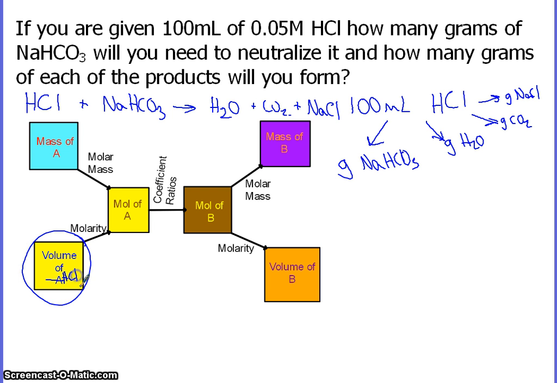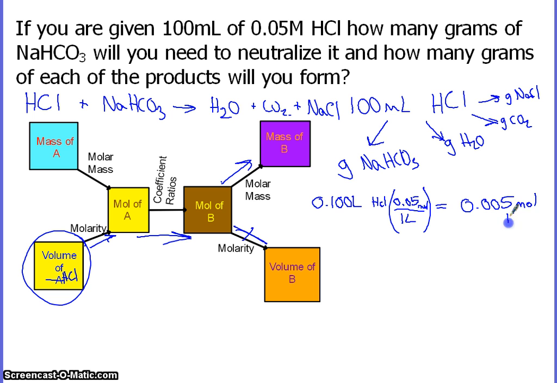Okay, so in all the cases, we're starting with the volume of A, and A is HCl. We want to go to molarity, use molarity to go to moles of A. Once we have moles of A, go to moles of B. Actually, sorry, we don't want to do this. We want to go, in each case, to mass. Okay, so starting off with the volume, I have 100 milliliters, which is the same thing as 0.100 liters of HCl. If I want to go now to moles of A, I use the molarity, so it's 0.05 moles per liter. So that will give me moles of A. If I multiply those things, I have 0.005 moles of HCl.